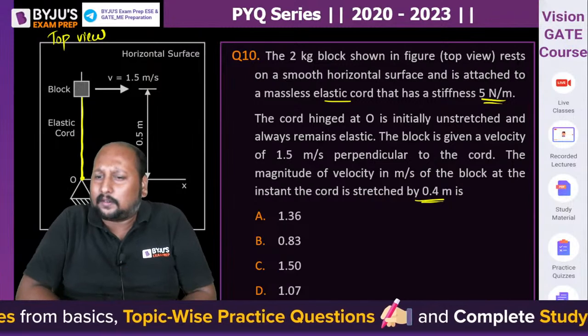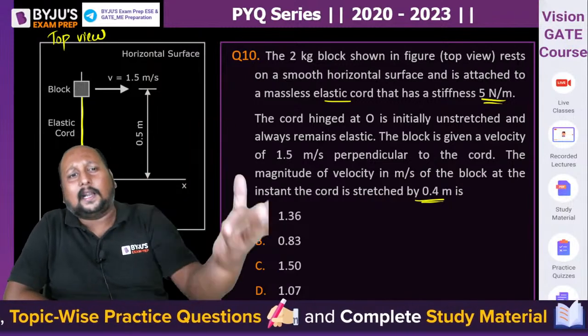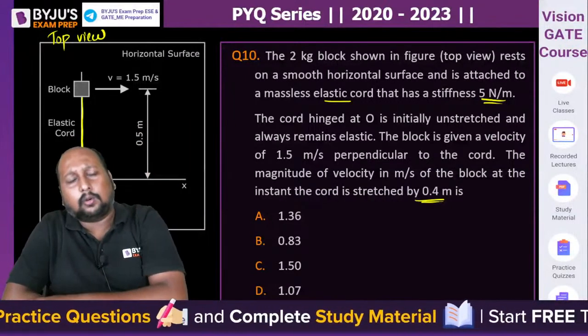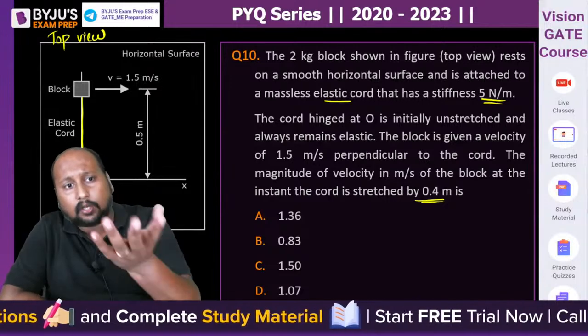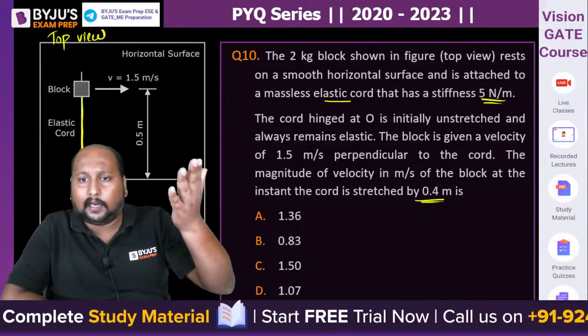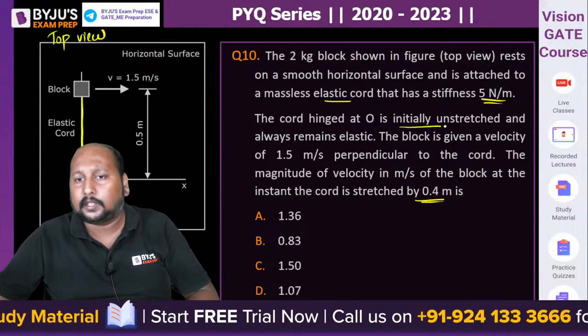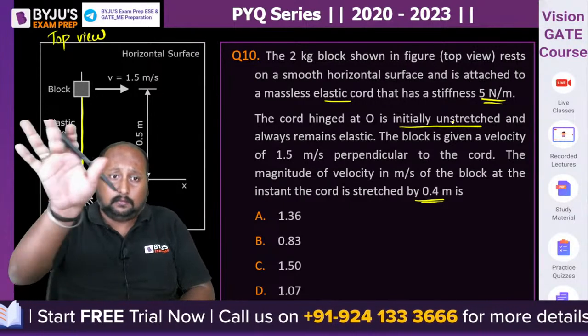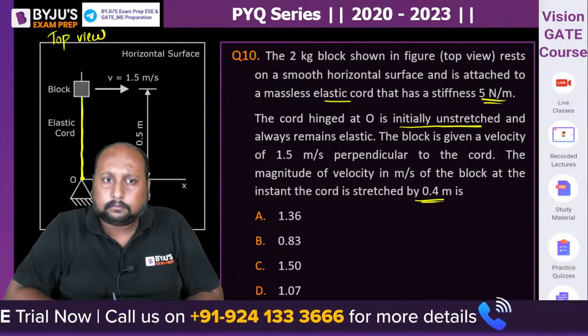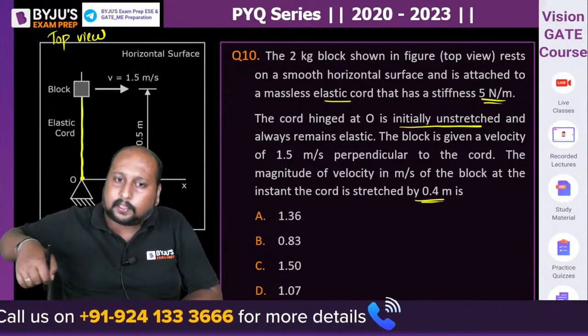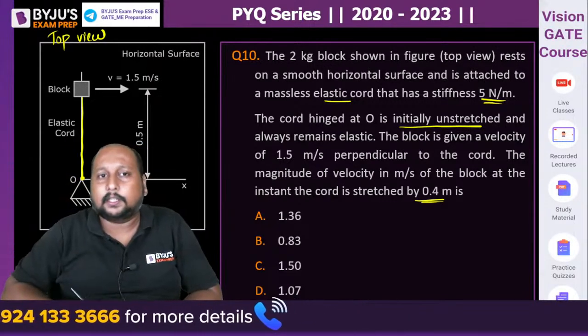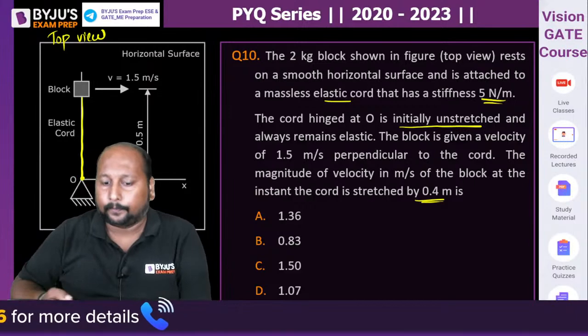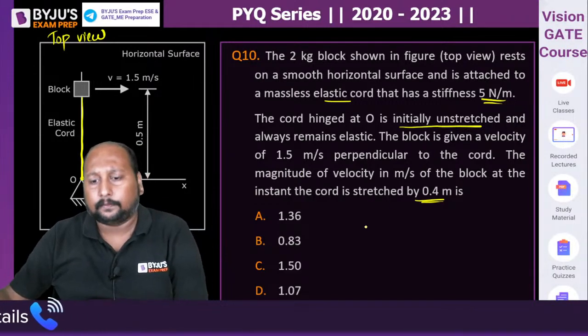Simple. Energy conservation we need to apply. Initial kinetic energy is equal to final total energy, that is kinetic plus potential energy of the elastic cord. Initially it is unstretched, so there is no potential energy at the initial condition, and the entire system is moving on a horizontal surface. There is no potential energy due to height. Okay, so apply the conservation of energy.